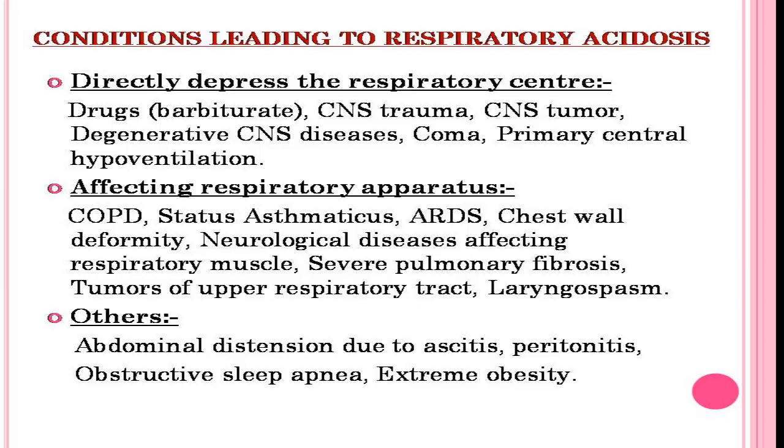Now among these, chronic obstructive pulmonary disease, pulmonary fibrosis, status asthmaticus, acute respiratory distress syndrome, all these lead to a decreased capacity of the lung to exchange carbon dioxide for oxygen. And the other causes, that is chest wall deformity and neurological diseases affecting the respiratory muscles. In this case, what happens is the lung will not be expanded properly during inspiration, and during expiration the lungs cannot be properly contracted.